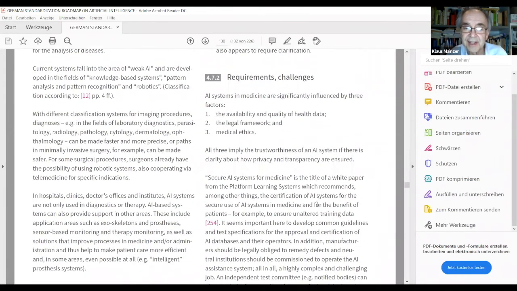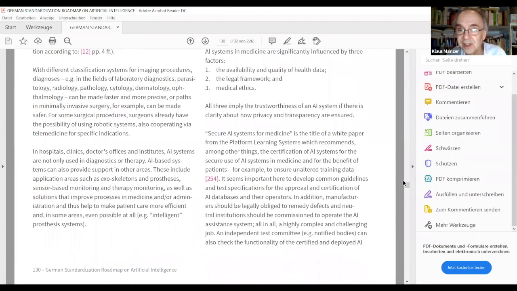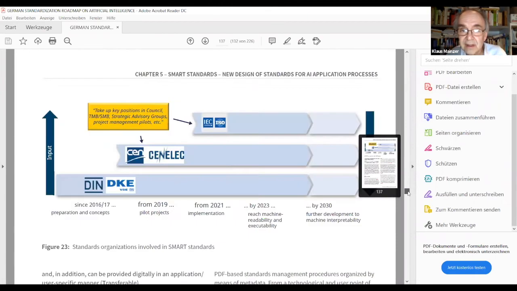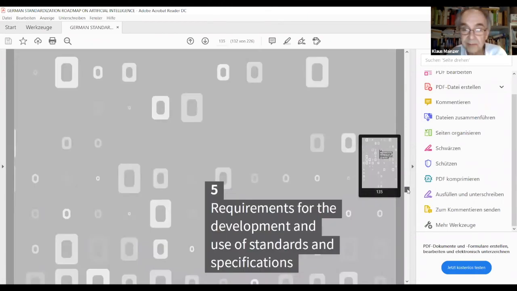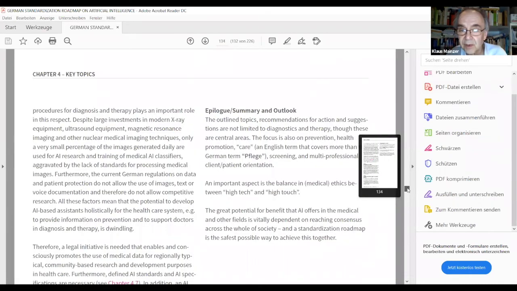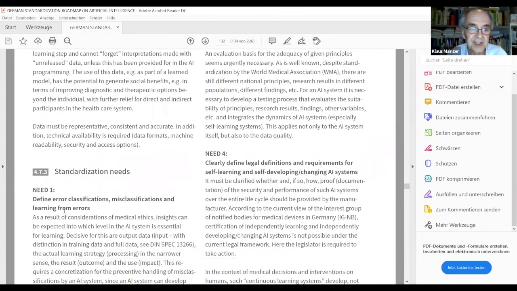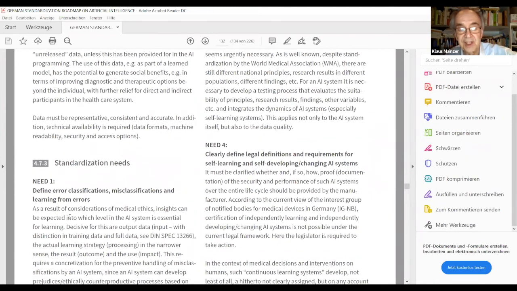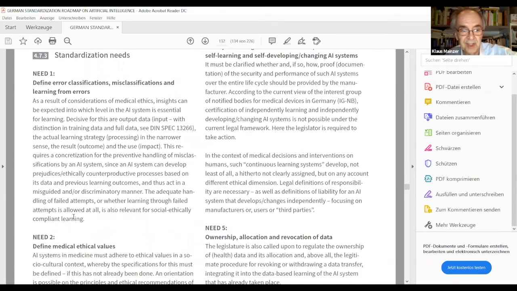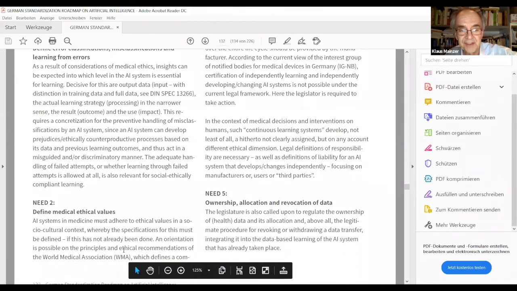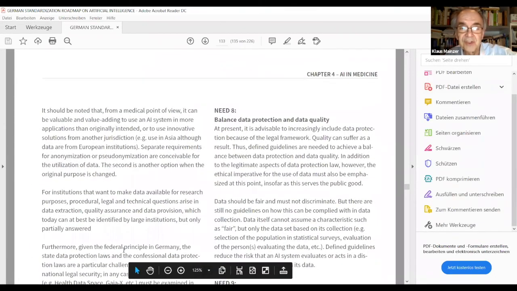Requirements and challenges, and the standardization needs. On page 132, here are the needs. Defining error classifications, misclassifications, and learning from errors. Define medical ethical values.